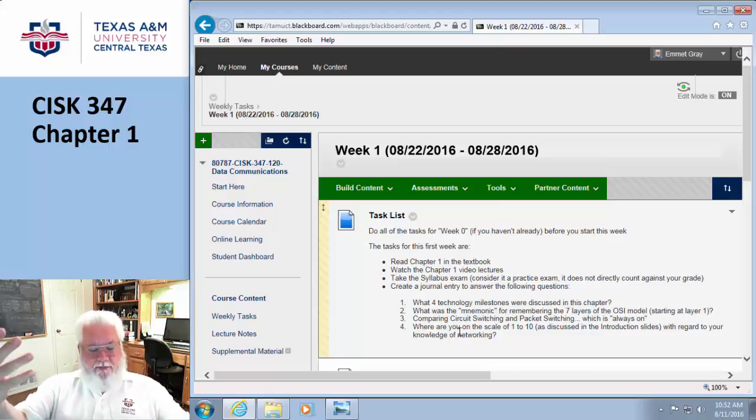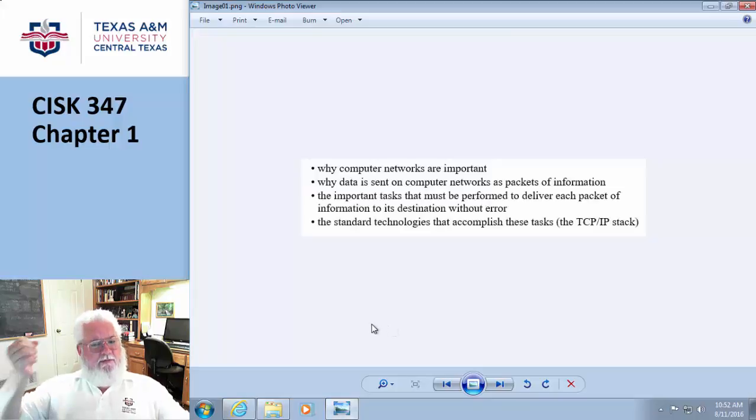So chapter 1 starts on page 1. Woohoo! And they talk about the learning objectives, and I think the learning objectives are actually pretty cool. The learning objectives in general for each of these chapters answer the question: why should I bother to learn this chapter? So here's their answer. Why computer networks are important, why data is sent as packets, why it is important to deliver the packets, and the standard technologies to accomplish these tasks. That's what this chapter is all about. We're going to get into a lot of weeds a little later, so let's just continue.